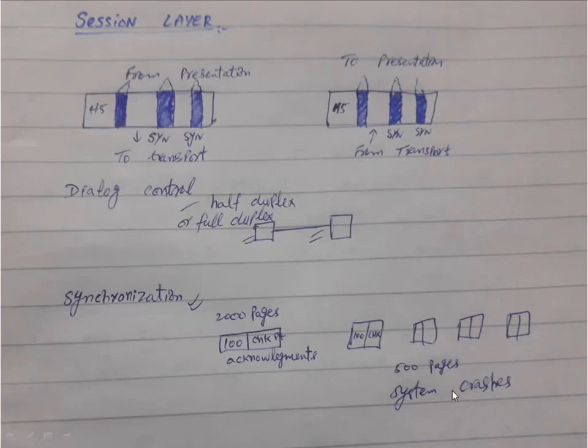After 500 pages the system crashed. So what happens next in synchronization? When the system is established again and there is no issue, the data will be sent from page 501 to 2000. So this is called synchronization: the rest of the data after the system crash will start from page 501 to page 2000.